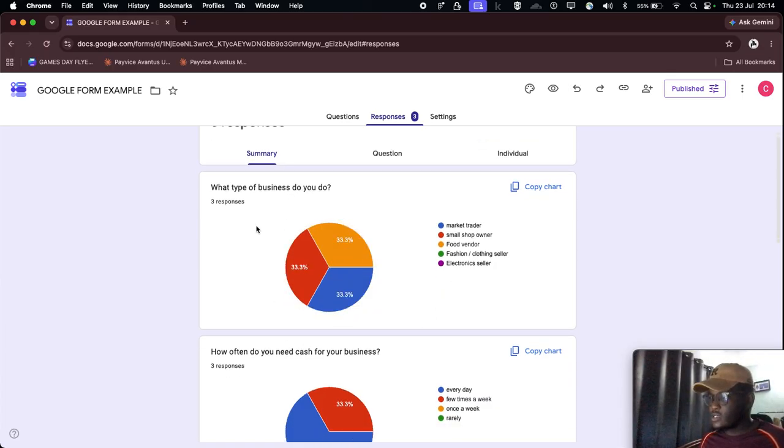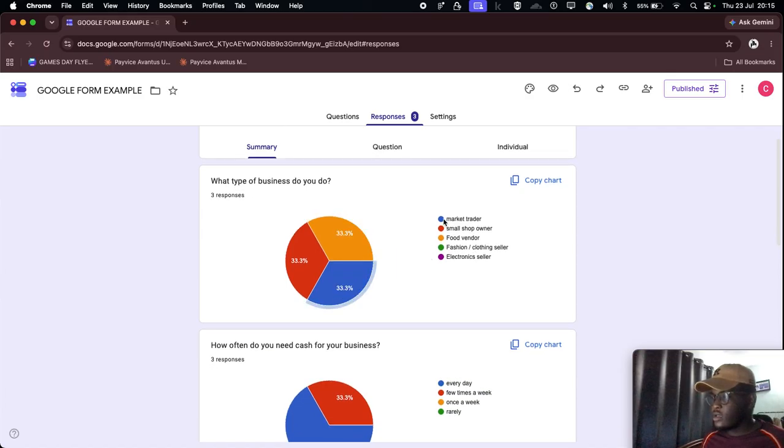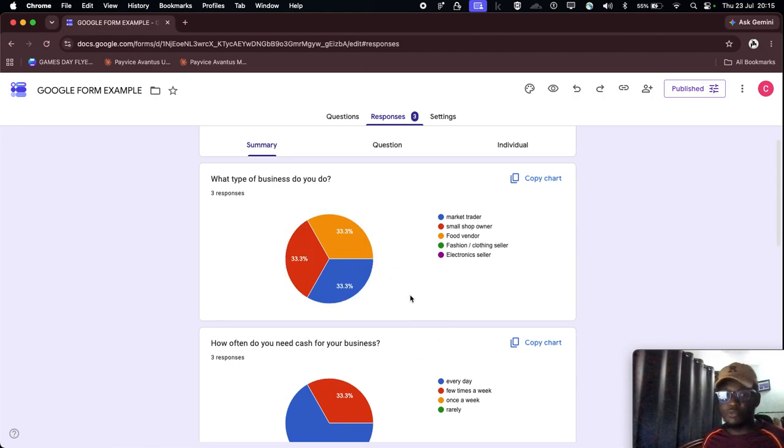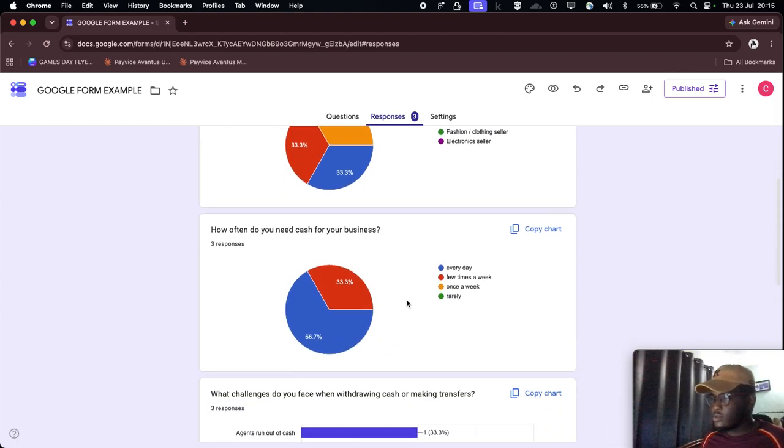So from this I can say we have a quarter of people from each of these. I think blue is market trader, red is small shop owner, and yellow is food vendor. So we can see that market traders, small shop owners, and food vendors are the people who responded to this, and this is the type of business they do. So we know that we have the exact type of participants that we are looking for. Now we go to the next question.